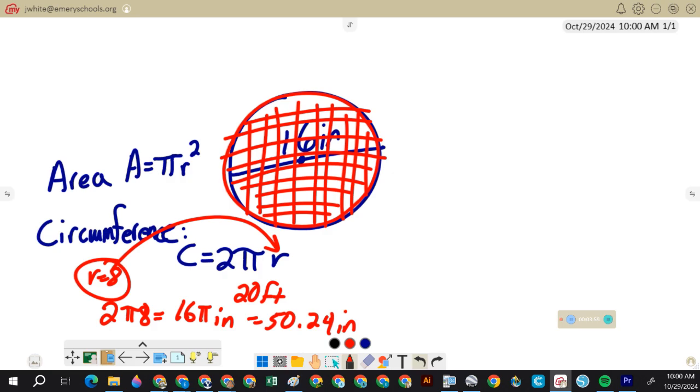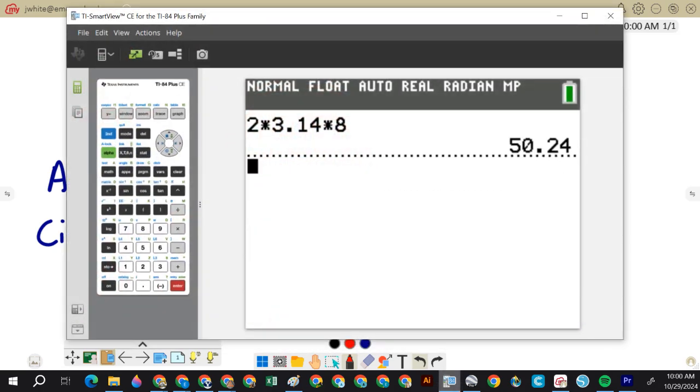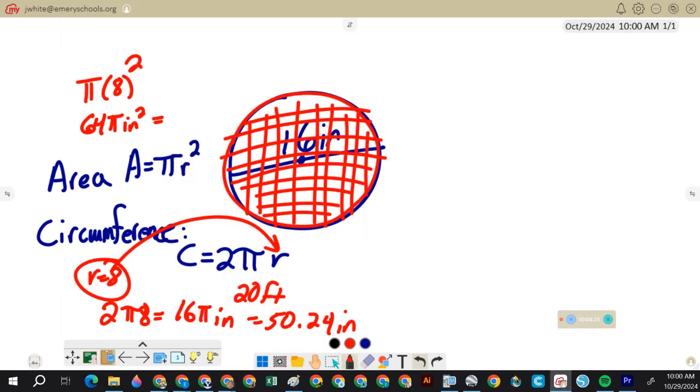But if we do an area formula, so pi times 8 squared, there are two versions of that answer. Either 64 pi inches squared, or we could plug that in our calculator. 64 times 3.14 is 200.96. 200.96 inches squared.